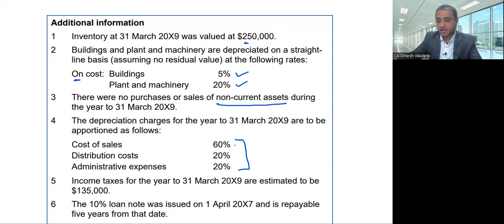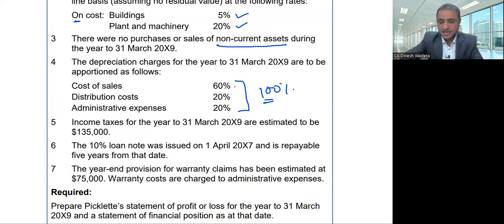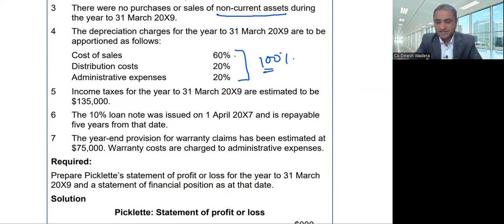Okay, so they are saying that there will be no separate line item to show the depreciation as an expense, but those expenses of depreciation will add up to cost of sales, will add up to distribution cost, and will add up to the administrative expenses in the ratio of 6 is to 2 is to 2, or 60%, 20%, and 20%. Income taxes for the year are estimated to be 135,000.